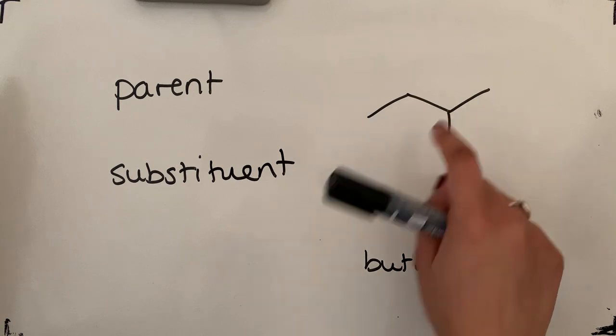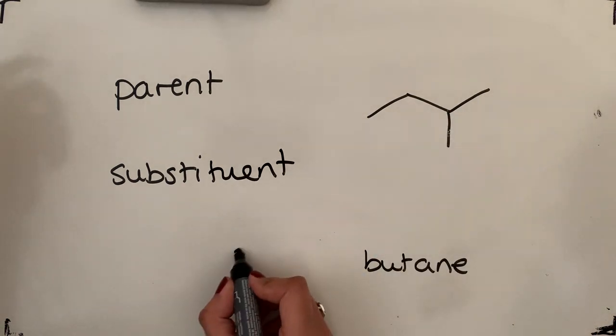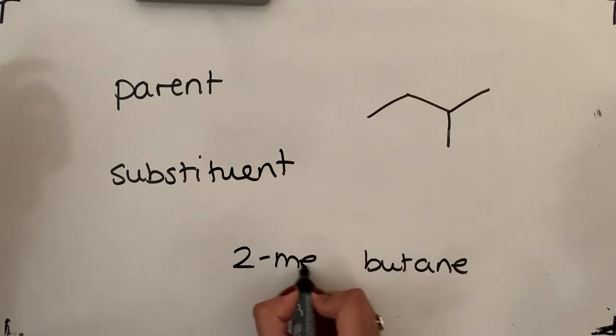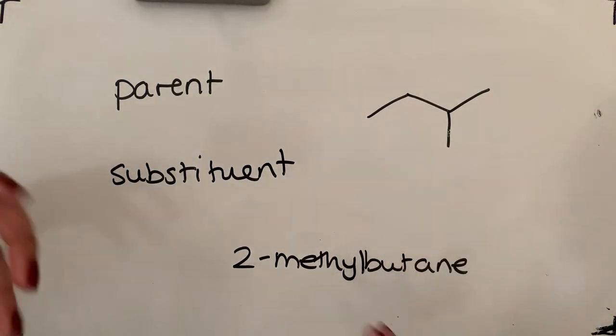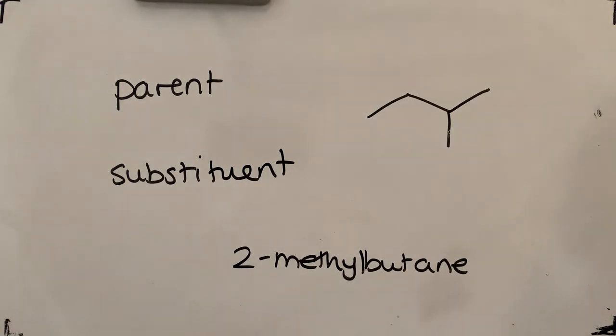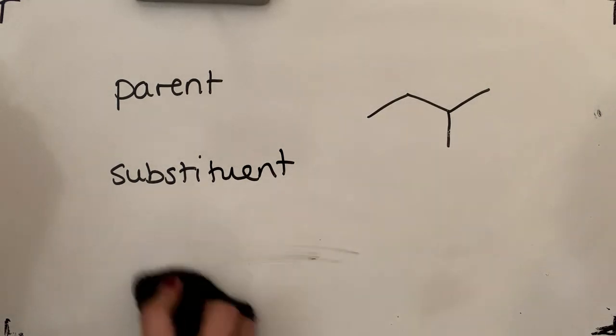It's coming off of the second carbon, and therefore the substituent is called 2-methyl, and the substituent name goes at the beginning, the parent name goes at the end. So this molecule over here is called 2-methyl butane. We're now going to apply the same principles to aromatic compounds. So we need to decide basically what is the parent compound and what is therefore the substituent.